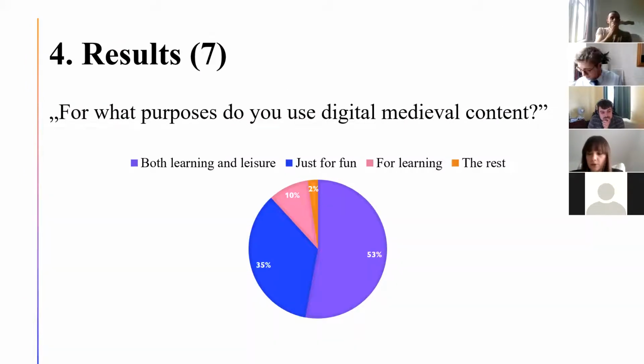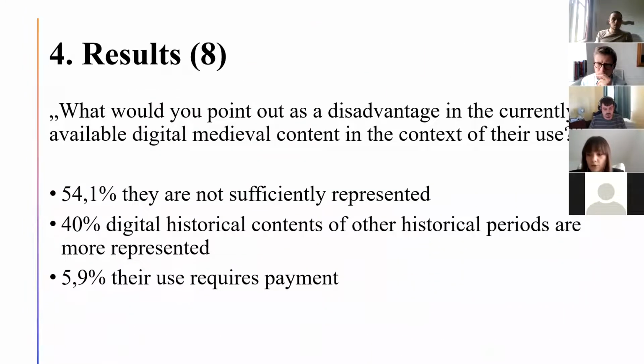Regarding the purpose for which history students use digital medieval content, 53% of students answered that they use digital medieval content for both learning and leisure. 35% use it exclusively for entertainment, and 10% use it exclusively for learning. As for the shortcomings of current digital medieval content in the context of their use, 54.1% of students say that they are not accurate enough and well presented to the general public. 40% of students believe that there is more digital historical content from other historical periods like the 20th century, while 5.9% of students see a disadvantage in the fact that their use requires payment.